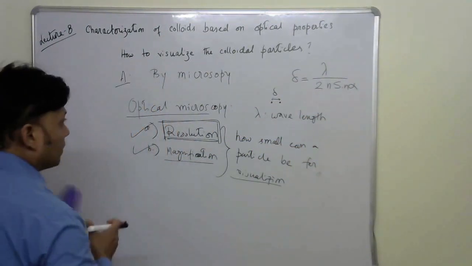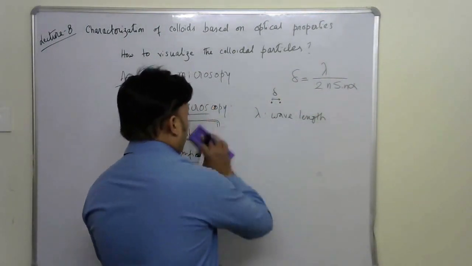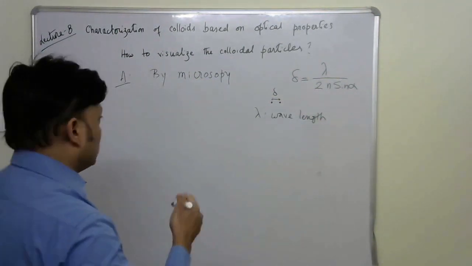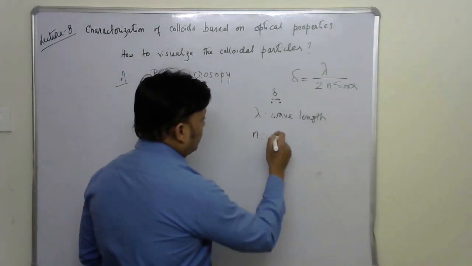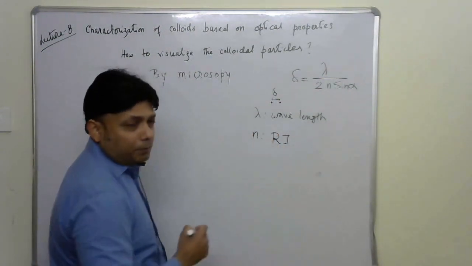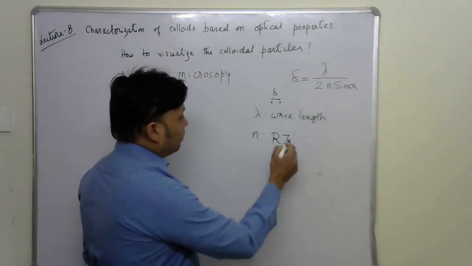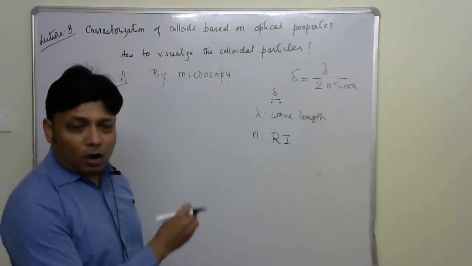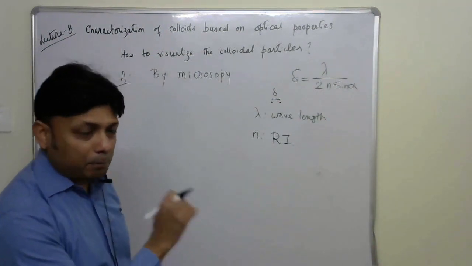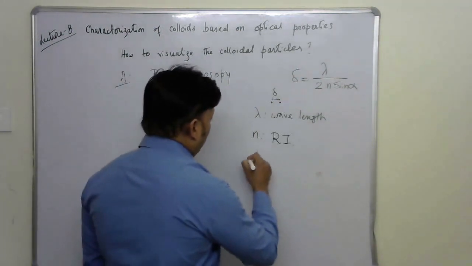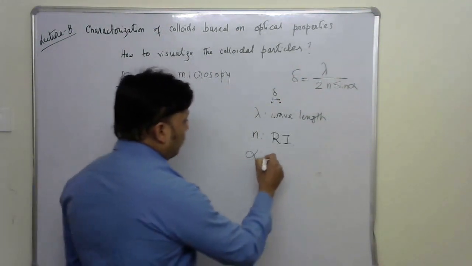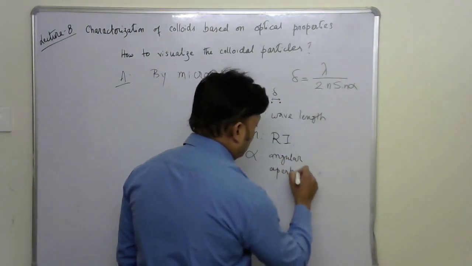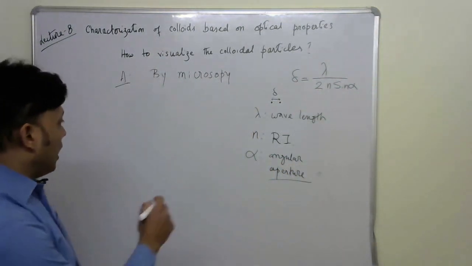And then the rest of the values we can define this way. The n stands for the refractive index of the medium where we are actually doing this microscopy. That means it is the medium between the objective lens of the microscope and the sample. And alpha is called the angular aperture. So this is how the alpha is defined.